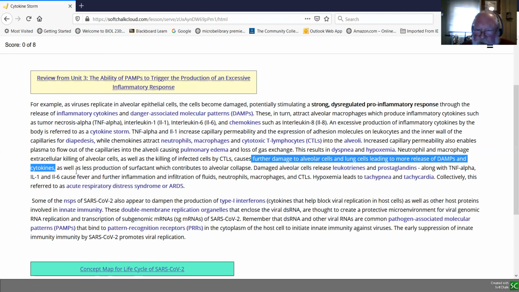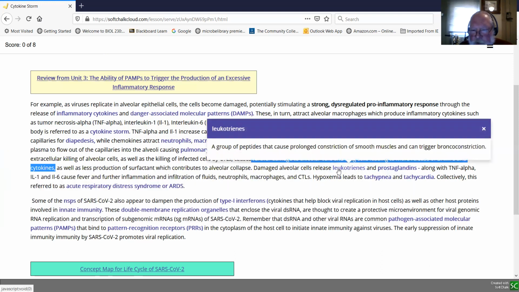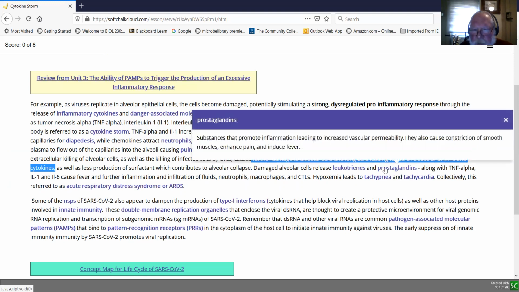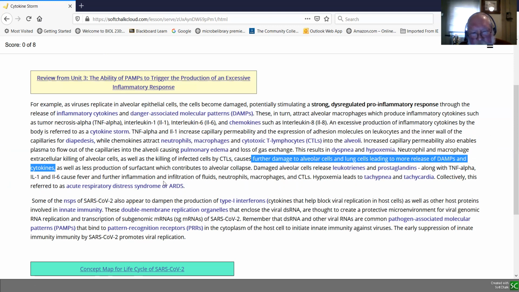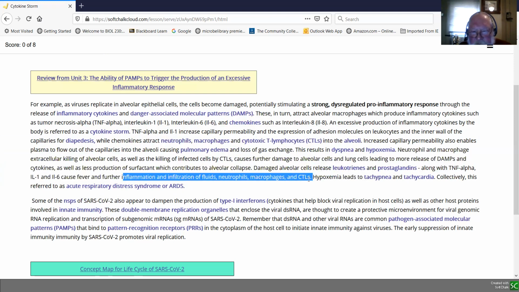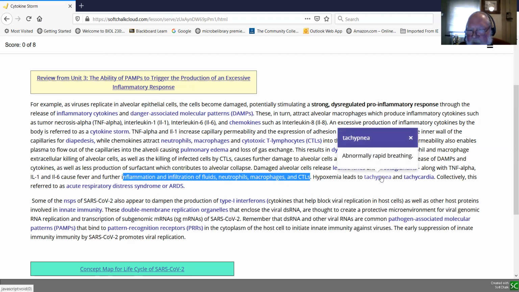And the damaged alveolar cells are also releasing vasoactive agents like leukotrienes that lead to constriction of smooth muscles and can trigger bronchoconstriction, production of prostaglandins, which increase capillary permeability, induce fever, also constrict smooth muscles, cause pain. And that leads to more inflammation, more infiltration of fluids, more attraction of defense cells, and this then eventually leads to tachypnea, or abnormally rapid breathing.